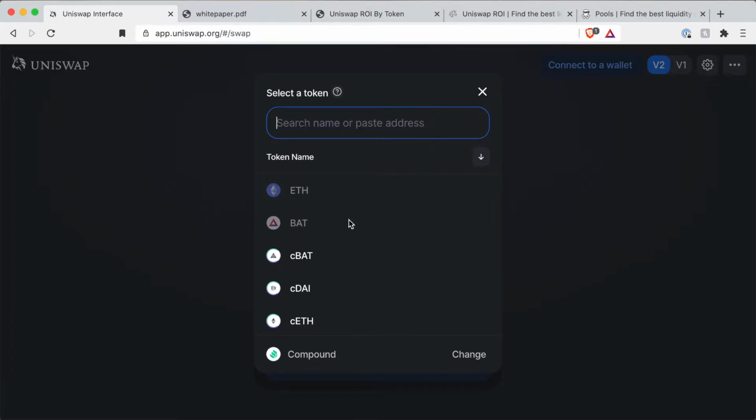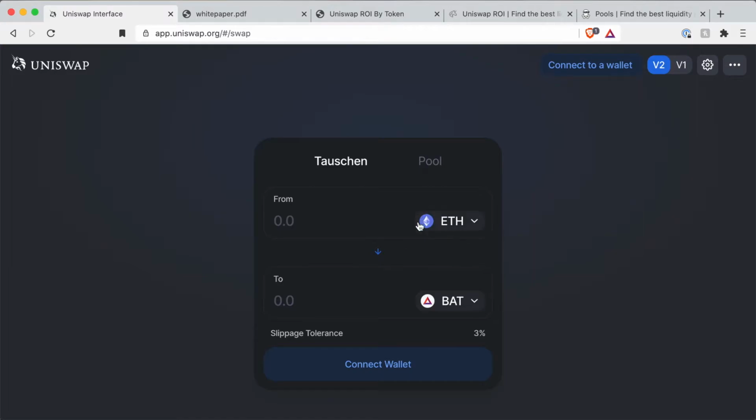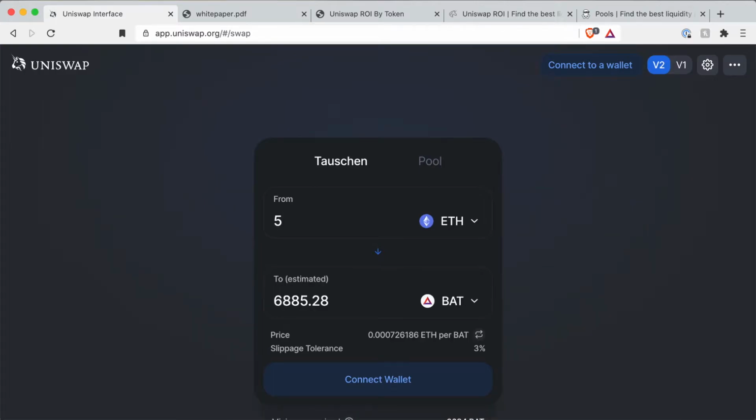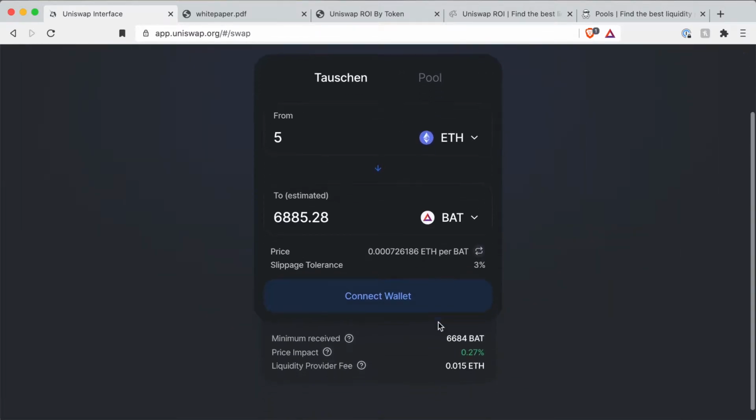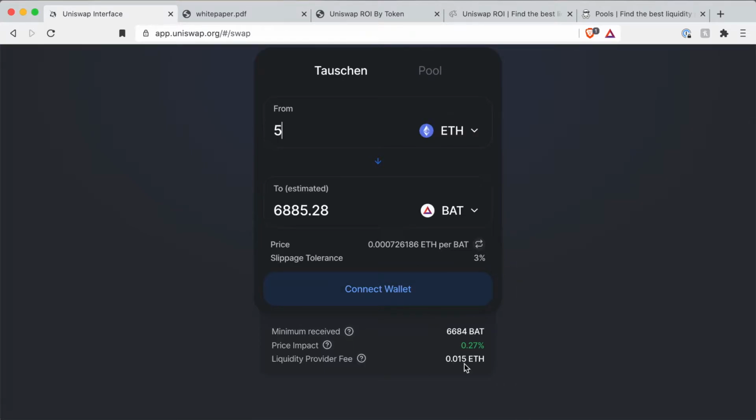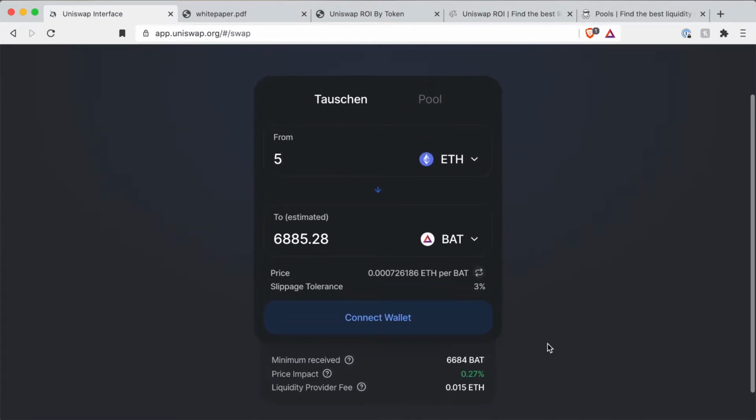But let's assume now I've chosen a simple token, BET, which is listed here. So I have now both currency pairs here. I want to trade from Ethereum to BET. So if I enter here any Ethereum amount, of course, I need to have this amount in my wallet, but let's assume I want to trade 5 Ethereum. I see I can trade it for almost 7,000 BET at the moment. Interesting to see here is this stuff at the bottom. You see here a price, a slippage tolerance, and also some information down here.